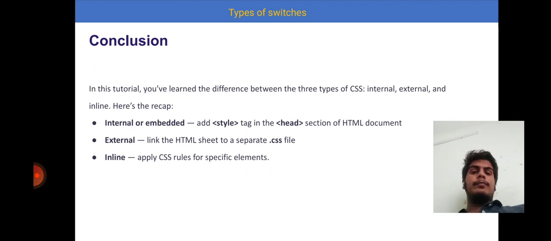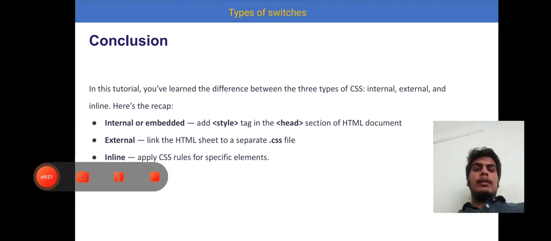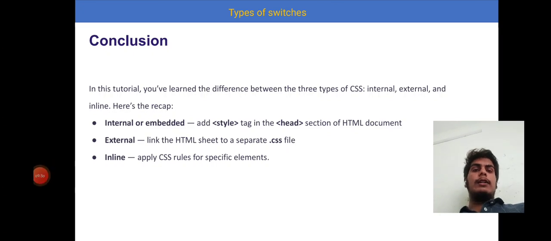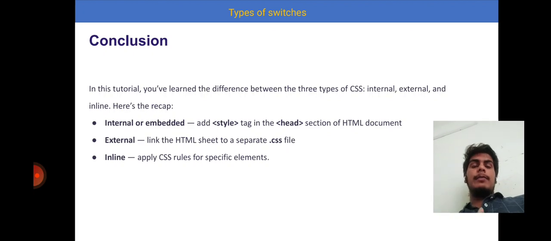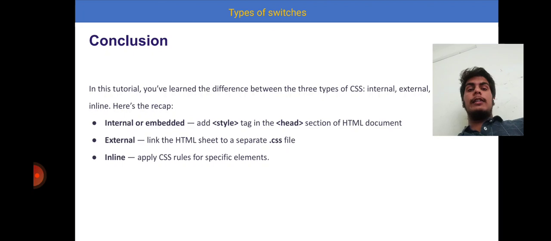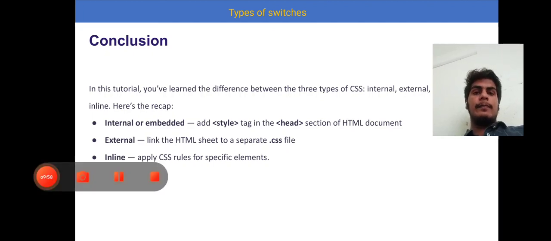Conclusion: in this tutorial, you have learned the difference between the three types of CSS. They are internal, external, and inline. Here is the recap. Internal or embedded: add style tag in the head tag of the HTML document. External: link the HTML sheet to a separate .css file. Inline: apply CSS rules for specific elements. Thank you.